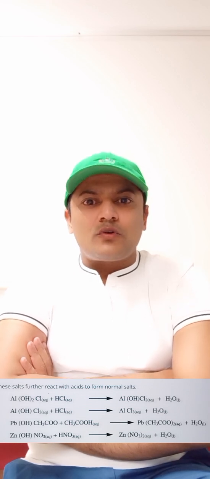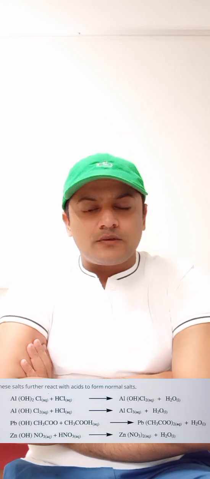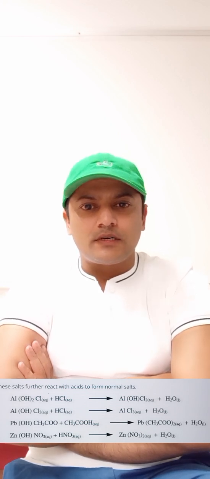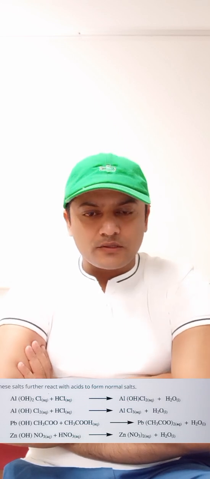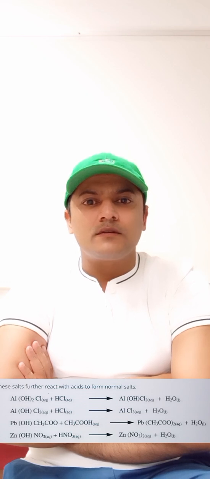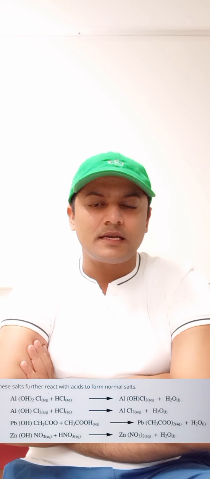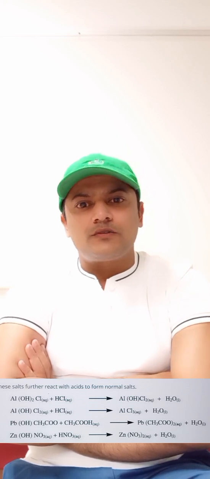So if we talk about the effect of litmus paper on that kind of solution, if we have the red litmus paper, it will turn blue, an indication of a base or basic solution, and the pH will be more than 7. It won't be 7, it won't be less than 7, so it will lie between 8 to 14.